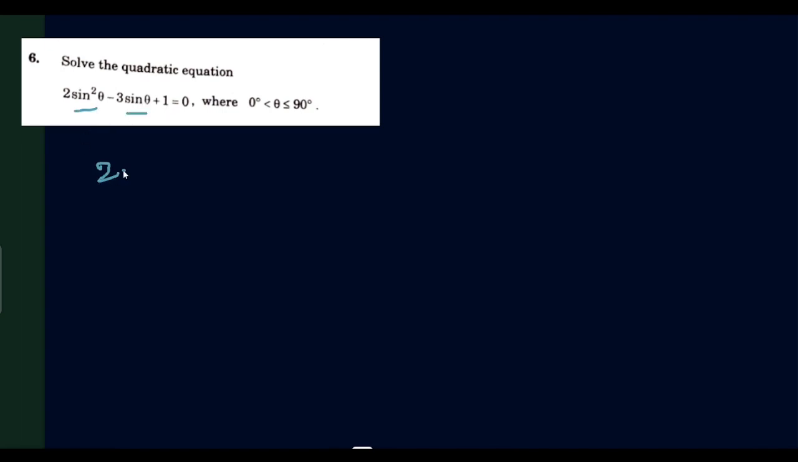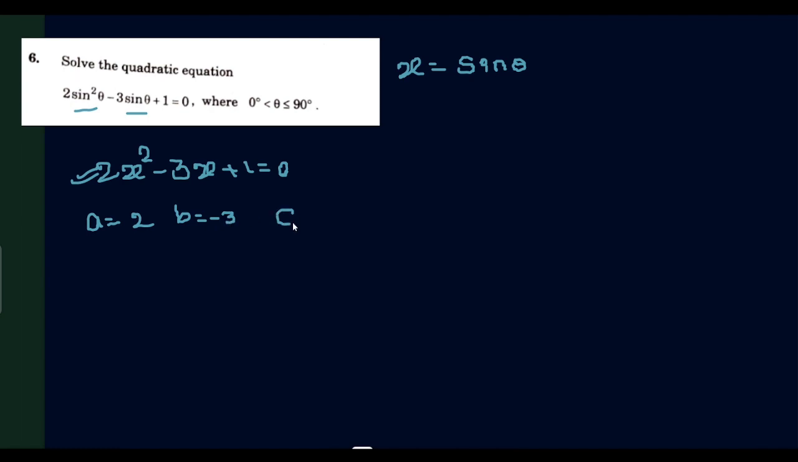Isn't it in terms of 2x square minus 3x plus 1 is equal to 0? In the place of x, wherever sine theta is there, I have considered x. So let's say x is equal to sine theta. But here, let's find the roots for this equation first. So here, a is 2, b is minus 3, and c is 1. Just substitute all the values in our quadratic formula. What is it? Yes, we have x equals minus b plus or minus under root b square minus 4ac by 2a, right?